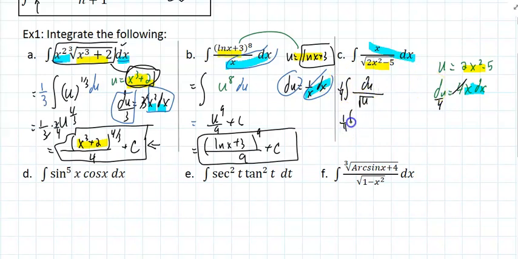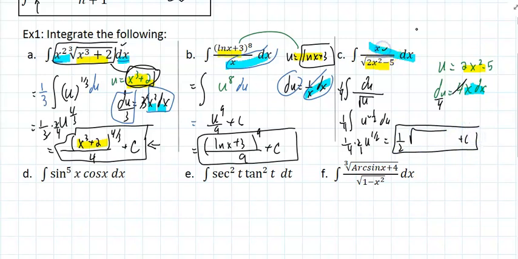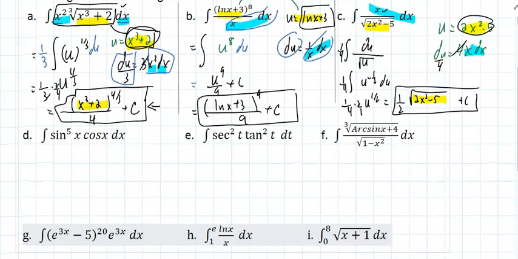This is 1/4 the integral of u to the negative 1/2 du. Add 1 to the power, divide by that. That's u to the 1/2. When you divide by 1/2, you end up multiplying by the reciprocal. So that's really 1/2 the square root of u plus c. And don't forget, you always need to go back to x. What was u? U was 2x squared minus 5. And that's pretty much it. Well, I have some more examples. Few more to go.